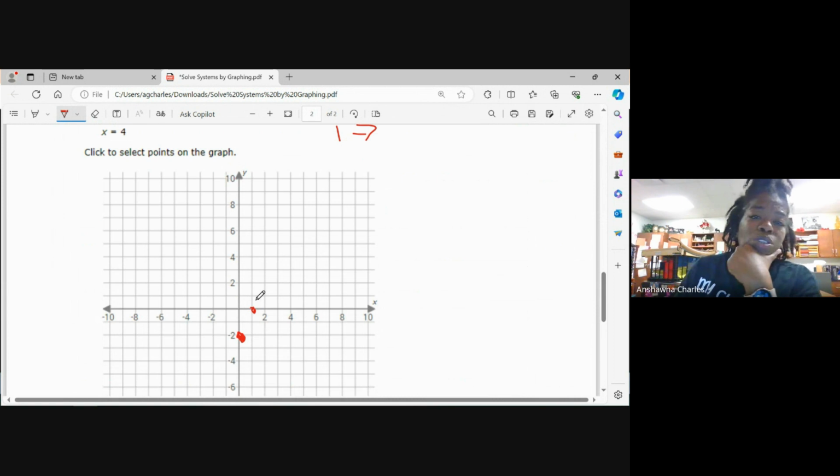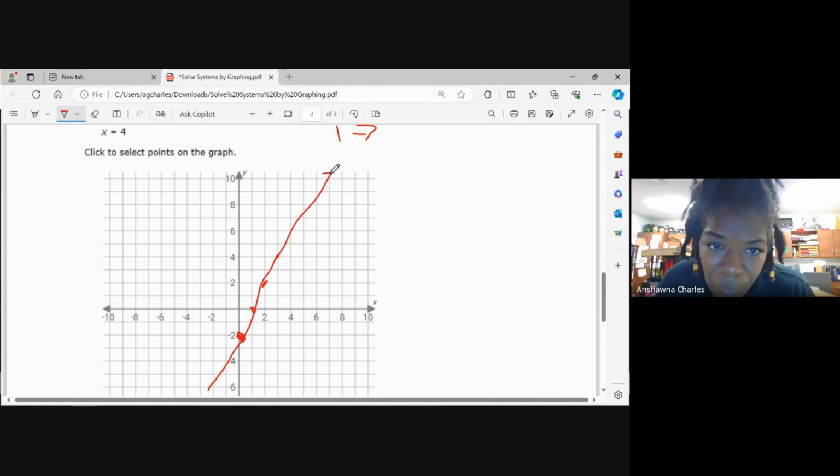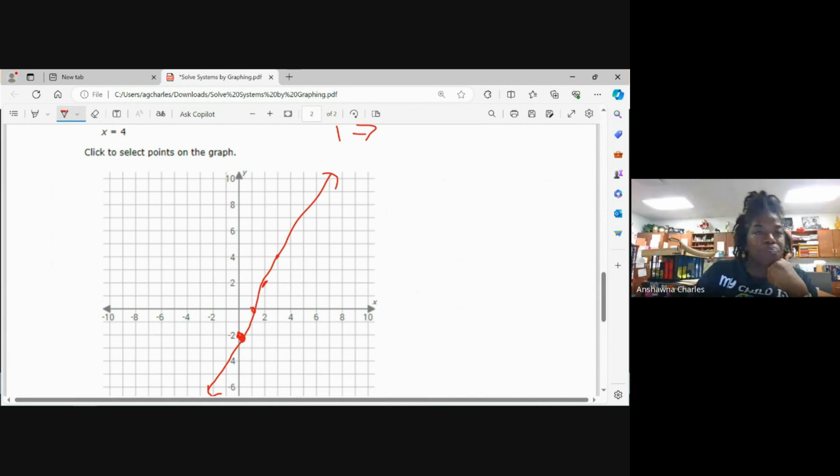And again, since I'm doing this with my finger, I'm going to do more than 1 point just so I can kind of keep my line as straight as possible. So up 2/1. Up 2, 1, 2/1. Okay, so my line would do something like that. Again, on your paper, it should be a little bit straighter than mine, okay?